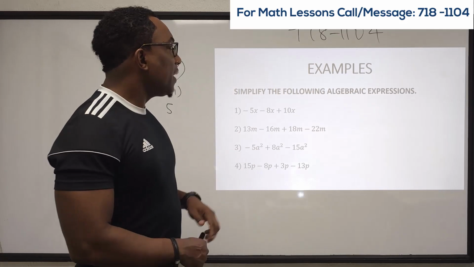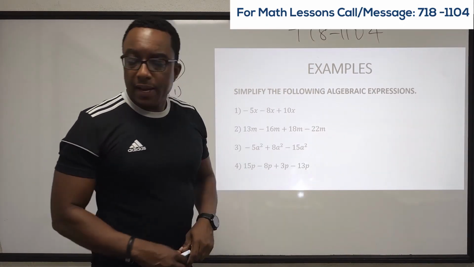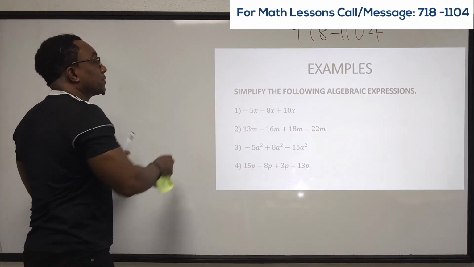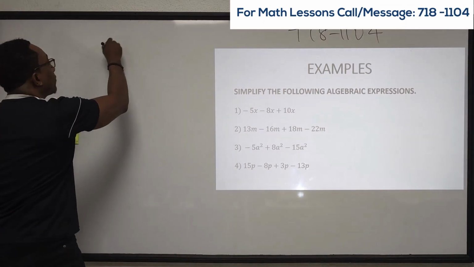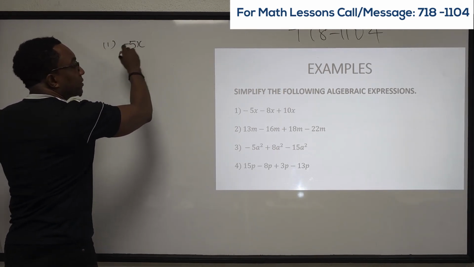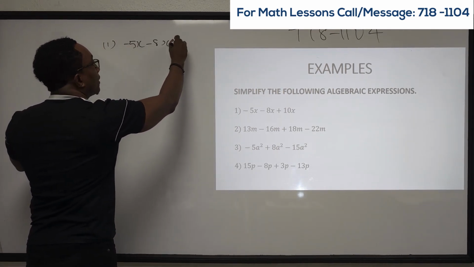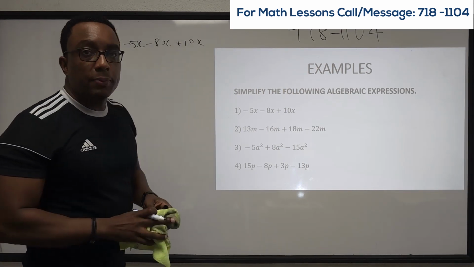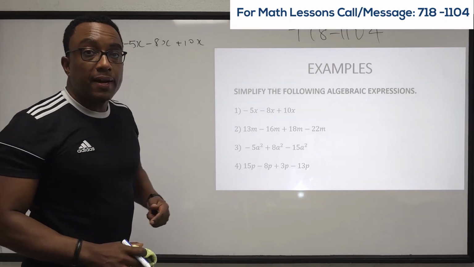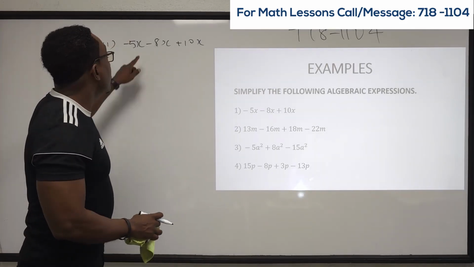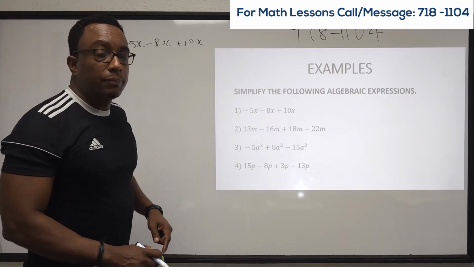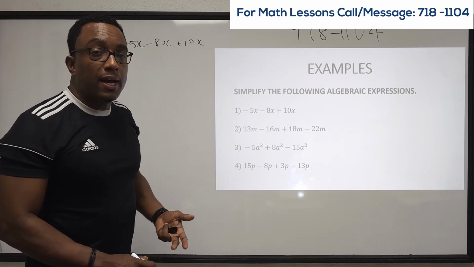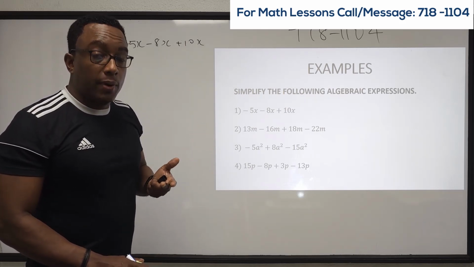So if you have some examples here, if we have to simplify the following algebraic expressions, let's look at these examples quickly. Example 1, we have negative 5x minus 8x plus 10x. This is an algebraic expression with 3 terms, and we can simplify because the first thing we recognize is we have like terms. Each term has the same variable and power. All have the variable x and a power of 1 is understood.